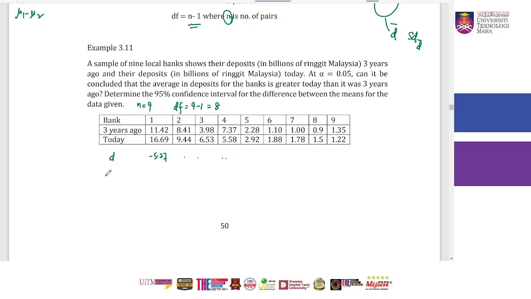Okay, and then you akan kira dia punya D square. Kenapa nak kira dia punya D square? Ataupun you boleh kira dulu dia punya D bar kat sini. So kat sini you boleh dapatkan D bar sama juga dengan summation of D divided by 9. So you akan dapat D kat sini. And then bolehlah you kirakan dia punya perbezaan.